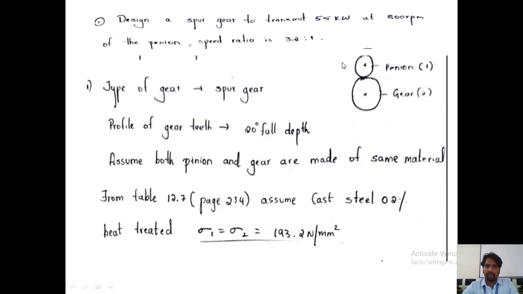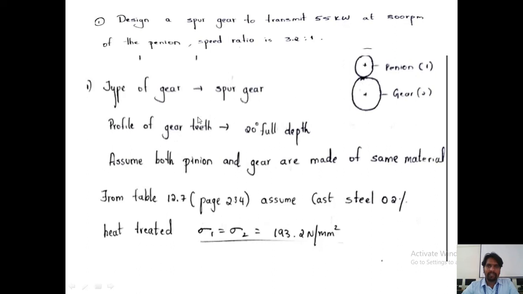What I already told, the smaller one will be considered as the pinion, denoted by 1, whereas the larger one will be considered as the gear, denoted by 2. First we need to assume some of the things which are not given in the problem. So the first one is the type of gear. You need to note down whether it's spur gear or helical gear. The type of gear given is spur gear.